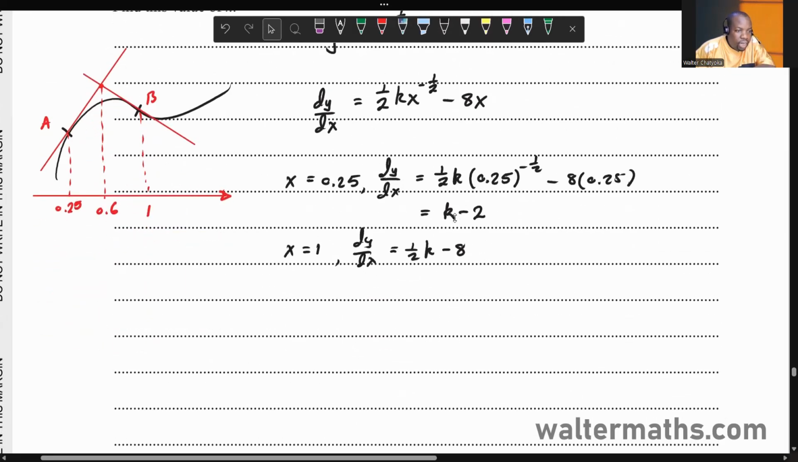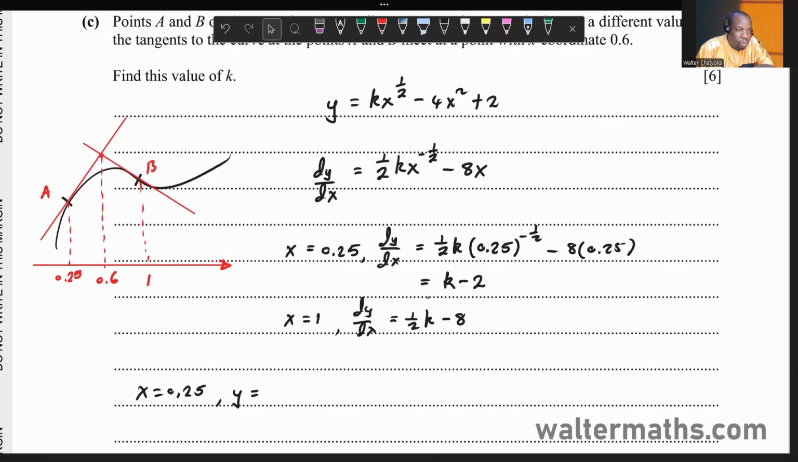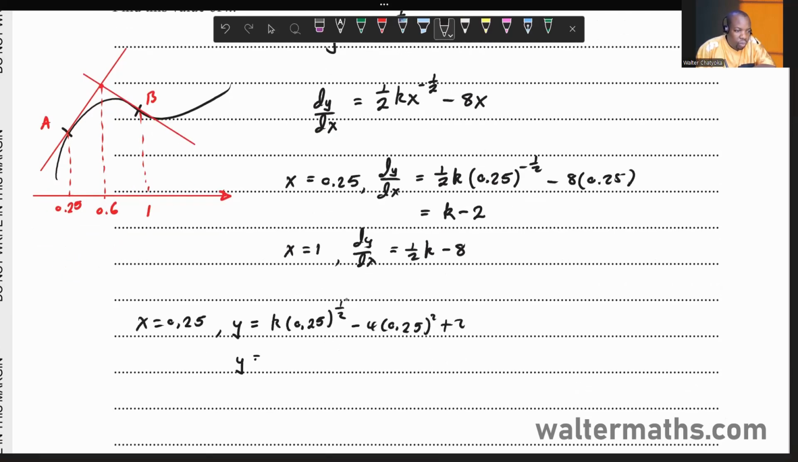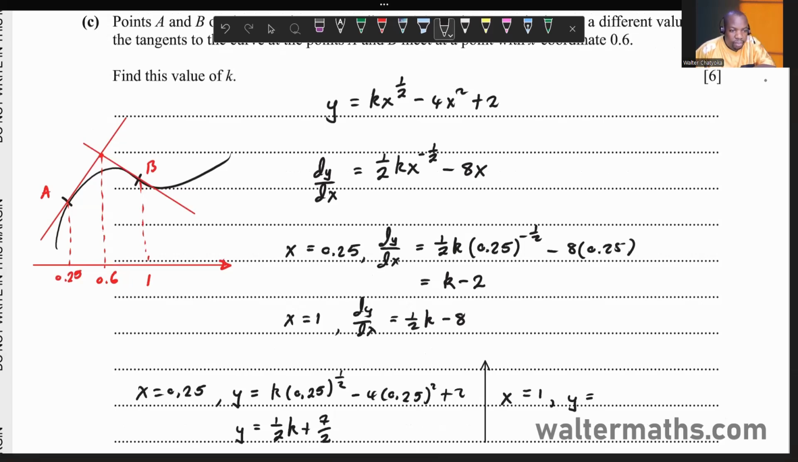All right, so next, we need to know that when x is 0.25, what is y? So when x is 0.25, y will be k of 0.25 to the power of a half, minus 4 of 0.25 squared plus 2, right? So y will be half k plus 7 over 4. And when x is equal to 1, y will be just k, minus 4 plus 2, so that's k minus 2.